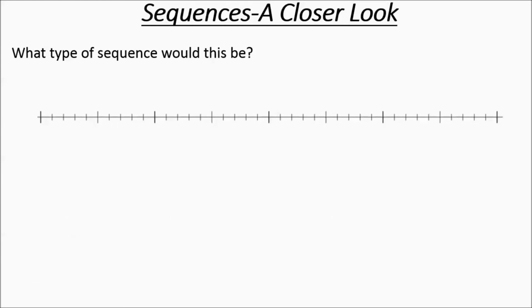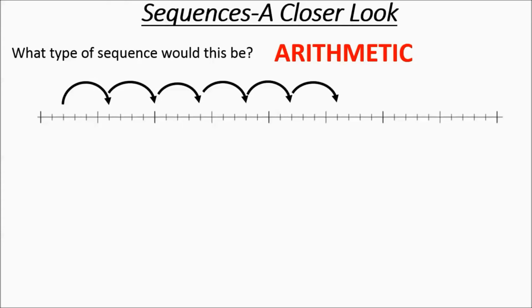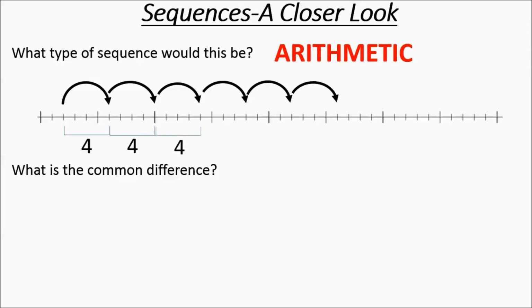What kind of sequence would this be? If we have a number going to the next number, going to the next number, going to the next number, and so on, what kind of sequence would this be? This is going to be an arithmetic sequence because it has a common difference of 4. Do you see how they're all 4 apart? That means it's jumping the same amount. It's a common difference of 4.